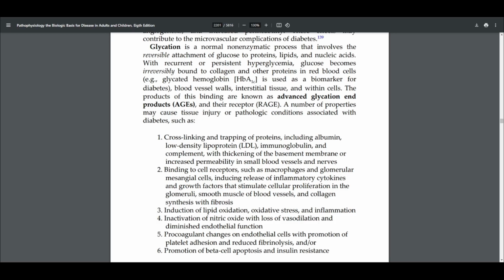Glycation is a normal, non-enzymatic process that involves the reversible attachment of glucose to proteins, lipids, and nucleic acids. With recurrent or persistent hyperglycemia, glucose becomes irreversibly bound to collagen and other proteins in red blood cells, the blood vessel wall, interstitial tissue, and within cells. The products of binding are known as advanced glycation end products, AGEs, and the receptors RAGE.